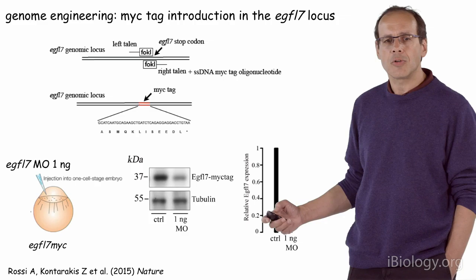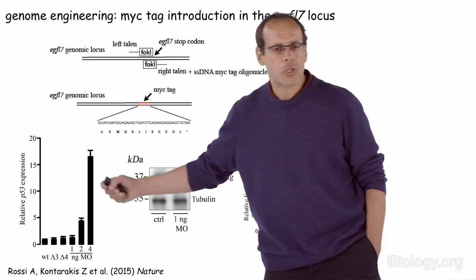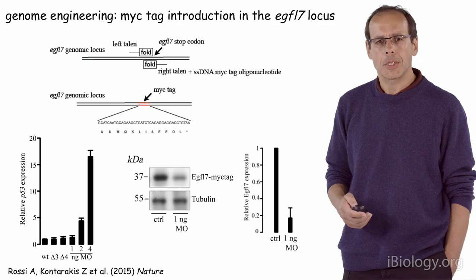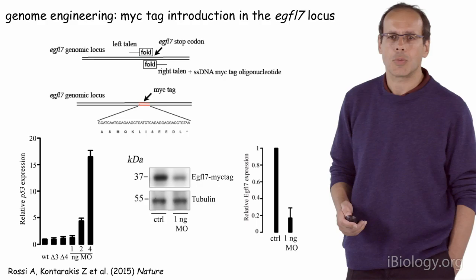We chose this dose of 1 nanogram because if you inject higher doses, as you can see here, you essentially induce the expression of p53, which has been reported to be indicative of an off-target effect from morpholino injections. So 1 nanogram does not cause p53 induction, but 2 will, and so we stuck with 1 nanogram.